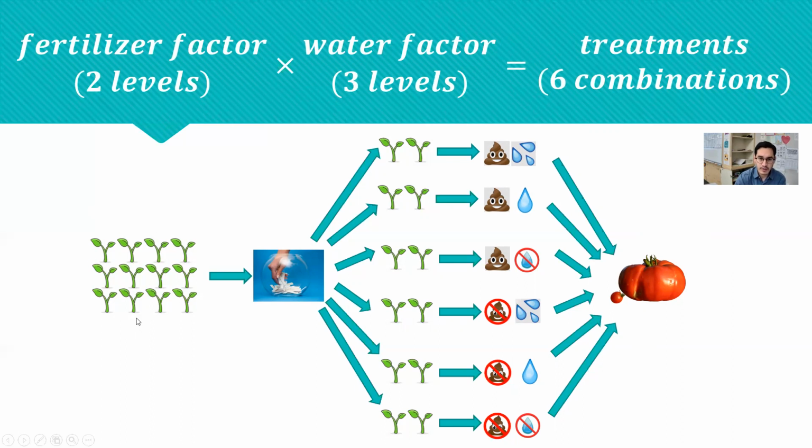So now those original 12 plants would get randomly assigned to 6 separate groups of 2 plants each. The first group of plants would receive fertilizer and heavy watering. The second group would receive fertilizer and regular watering. The third group would receive fertilizer but no water. And then you see the other combinations there. So this is called a multi-factor experiment.